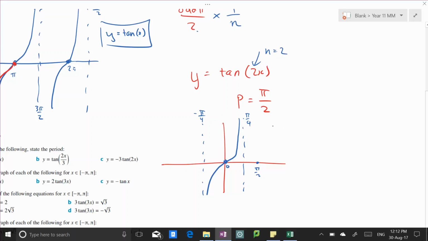So for this graph, I already know what it looks like. It looks like this. Like that, that's pi. The next one is pi, then you draw that. And you follow on again. So the next one is 3 pi on 2. And you do it again.